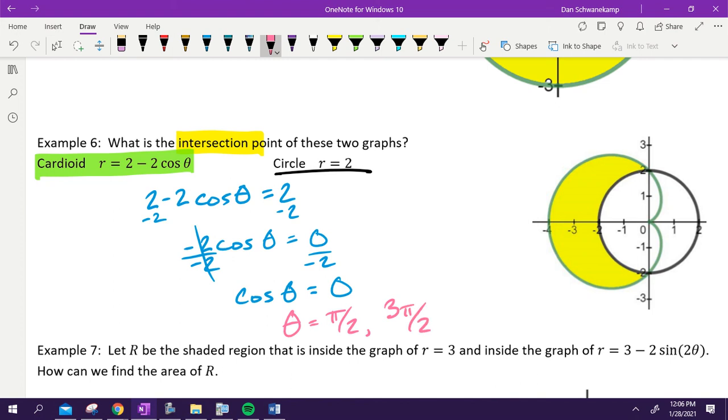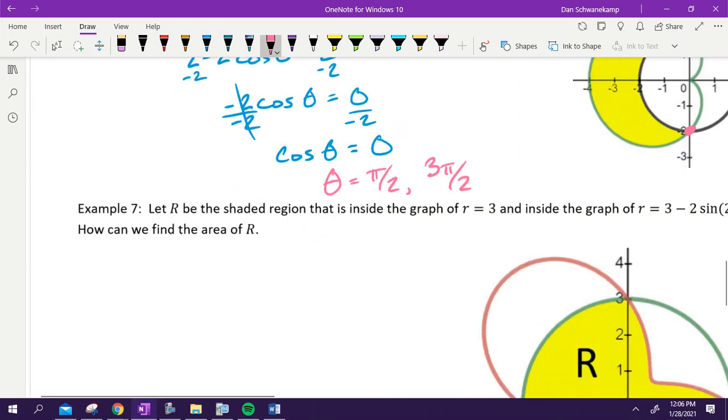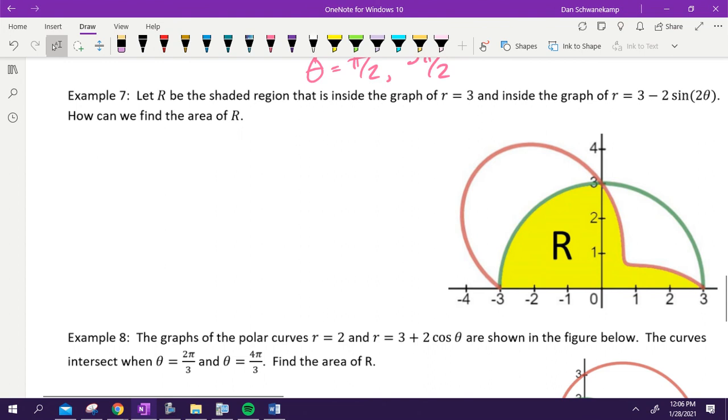I needed two intersection points. I got two values. Do you think that point right there is pi over 2 and that point right there is 3 pi over 2? I agree. They are. We could use our calculator and double check that. But if I want to know when two things intersect, I set them equal to each other and I solve. Make sense on that part? Let's go to the next one.